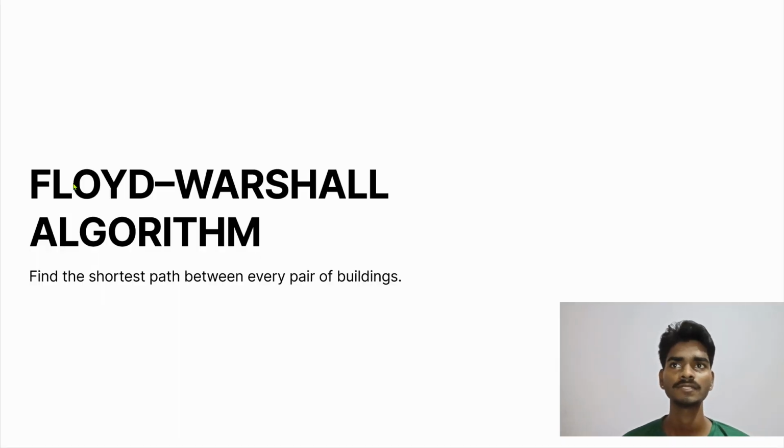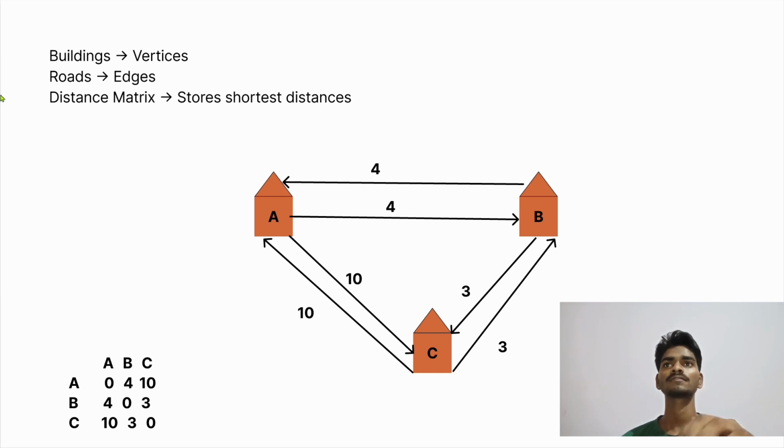Hello everyone, my name is Hemant and I'm going to explain the Floyd-Warshall algorithm. The aim is to find the shortest path between every pair of buildings. Here the buildings are the vertices, the roads are the edges, and the distance matrix will store the shortest distances.